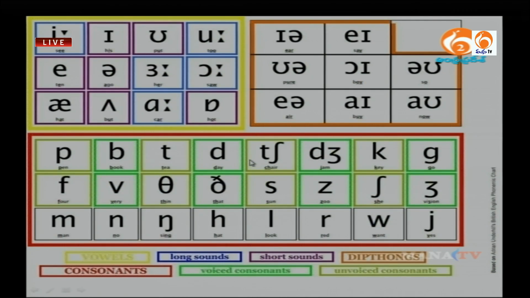So the next sound is your k sound. Kite, cat, hawk are the examples. The following sound is your g: goat, signature, bug. The next sound is your f sound: first, proof, defense.